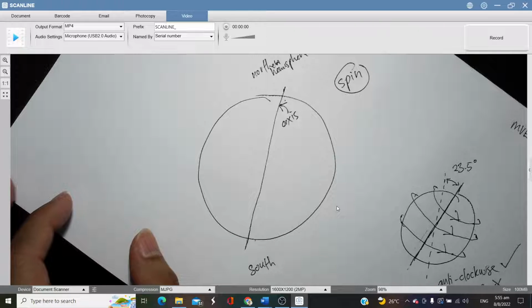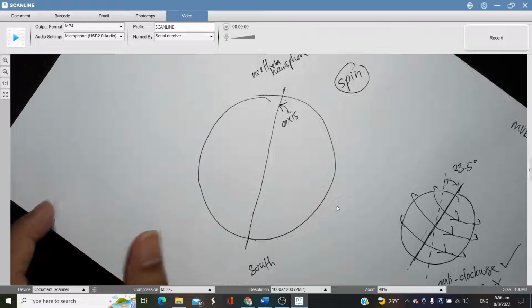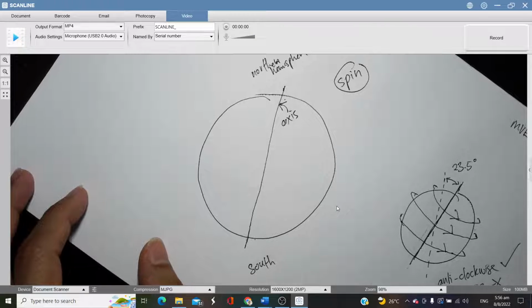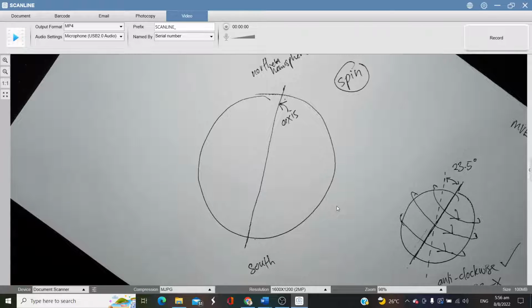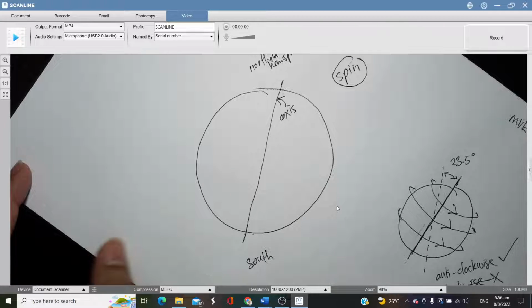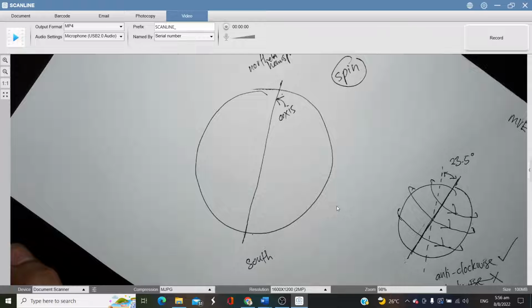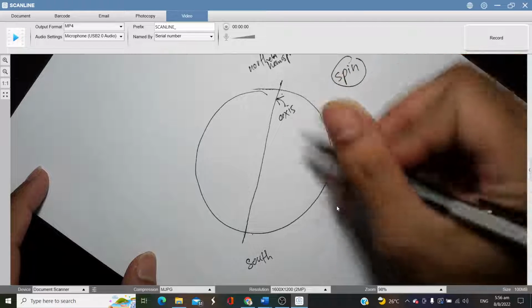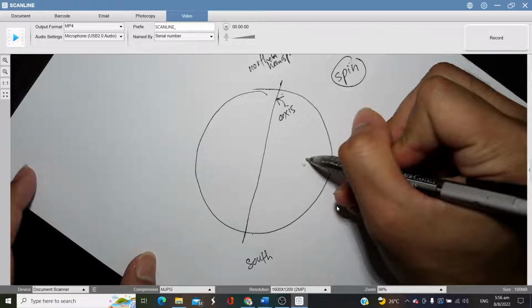And what gives you day and night is because the earth spins. When the earth spins, you will see day and night, which is where we are living right now on Earth.